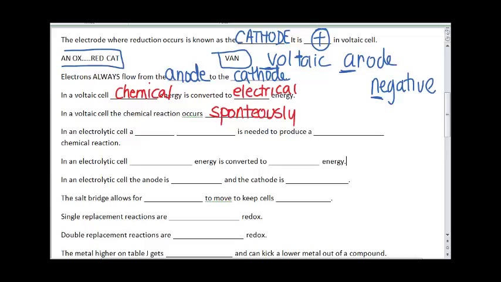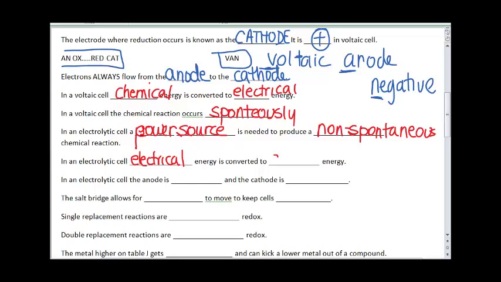In an electrolytic cell, it's opposite. Those two are opposite of each other in that electrical energy from a power source is needed. So you need to plug it in, or you need a battery to make a reaction happen. It's needed to produce a non-spontaneous chemical reaction. So that's like when you recharge your phone. You use a power source to make a chemical reaction happen that normally wouldn't. Okay? So in an electrolytic cell, electrical energy is converted into chemical energy.